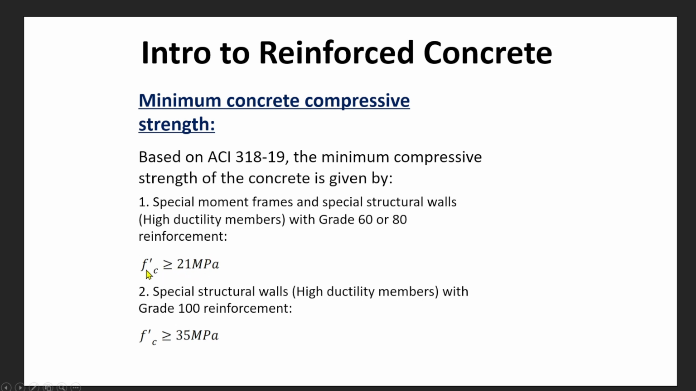By the way, the FC prime for a cubic specimen of 10 by 10 by 10 centimeters is equal to 0.8 of the FC prime of the cylindrical test. So in this case, we are talking about a cylinder. According to ACI, it is considered for a cylinder specimen, not a cubic. So FC prime for special moment frames should be greater than or equal to 21 megapascal. And also for special structural walls, high ductility members with grade 100, 100 KSI reinforcement, FC prime should be more than or equal to 35 megapascal.